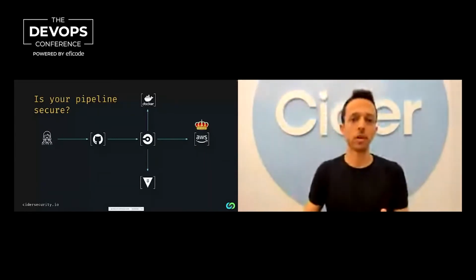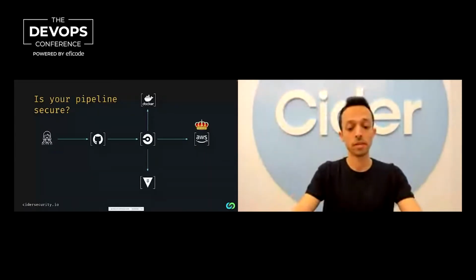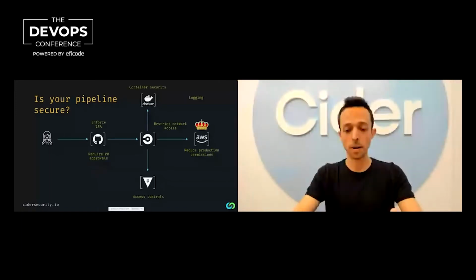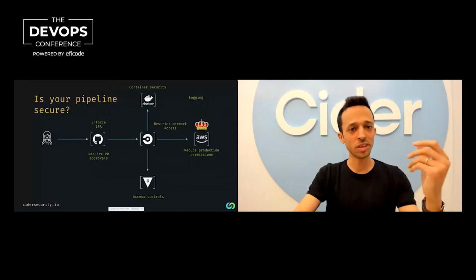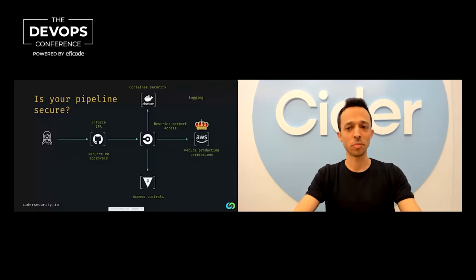Now, you might ask yourself if your CI/CD pipeline is secure. You probably have various security controls there. You probably enforce 2FA on your source control management system, your SCM, and you require pull request approval before introducing new code to the main branch. You have a container security solution, and you have access controls implemented. You restrict network access, and even do the impossible mission of reducing production permissions. And you log everything. But is that enough? Probably not.